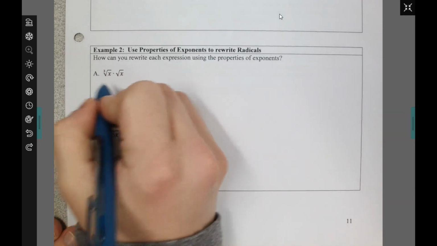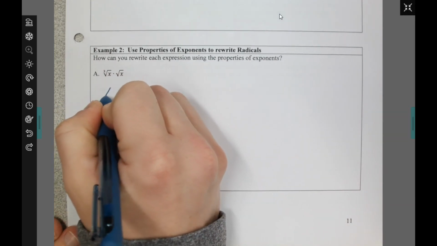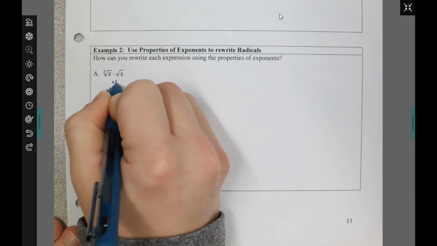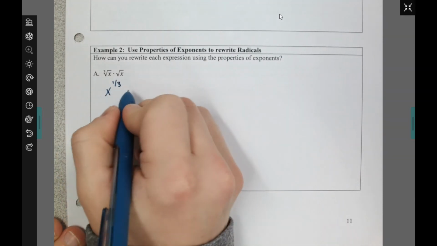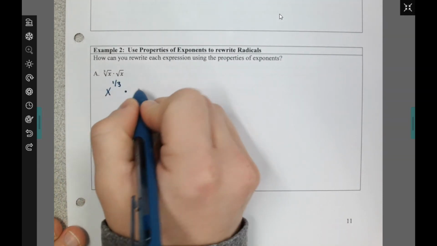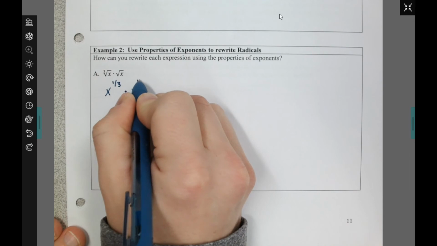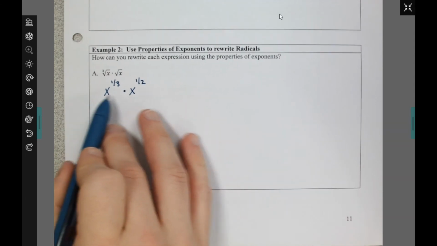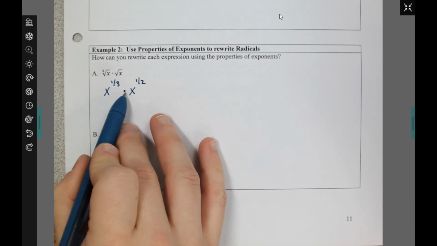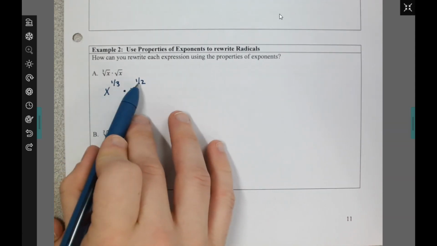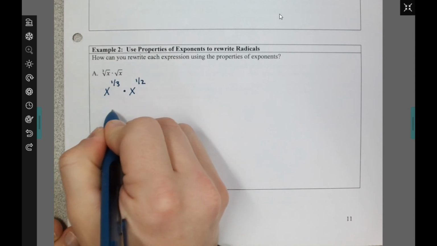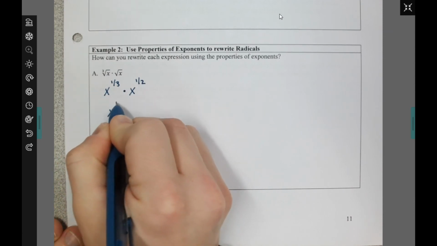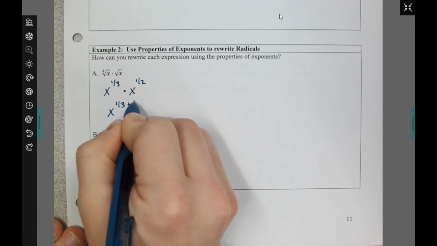So my first step here is going to be to rewrite it with fractional exponents. Remember, the root goes in the denominator, so I got x to the 1/3 times, the square root is the second root, so x to the 1/2. From there you have a product of powers. You've got multiplication going on. When you have multiplication, we know that we have to add those exponents. So this is going to turn into x to the 1/3 plus 1/2.